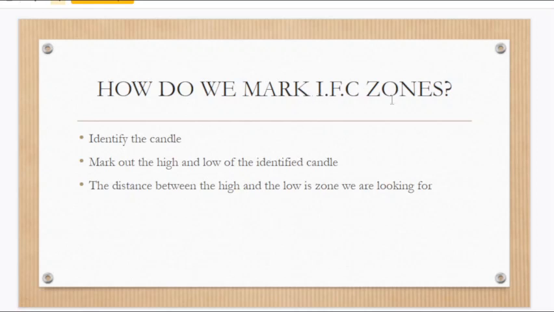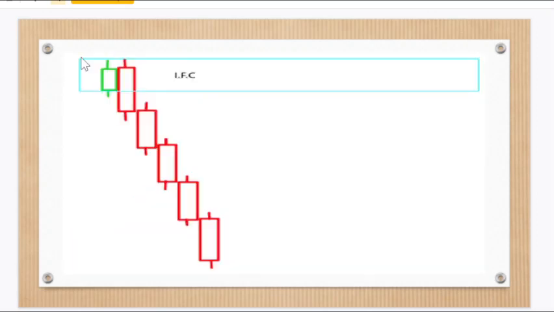So how do we mark IFC zones? Now we are about to start marking up IFC zones. Number one, identify the candle. Always identify the IFC candle before marking it. You can't mark out something that you don't know, so you need to understand it and identify it in the market. Then, mark out the high and low of the identified IFC candle.